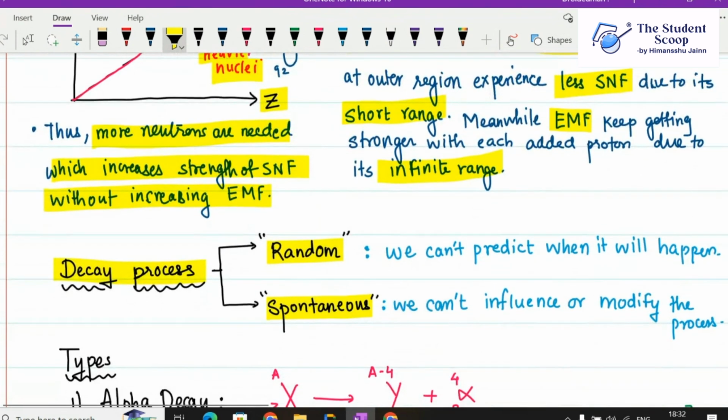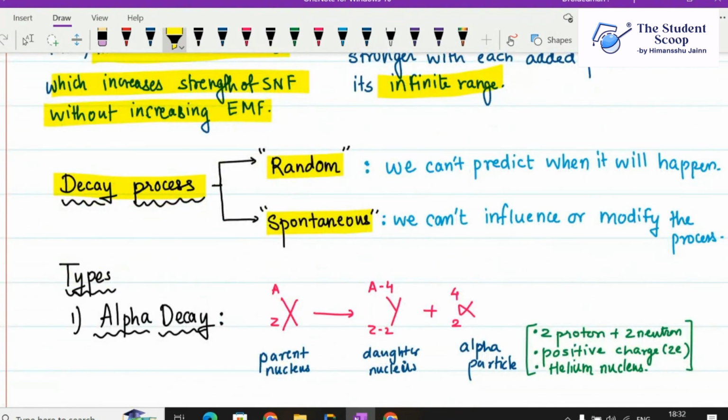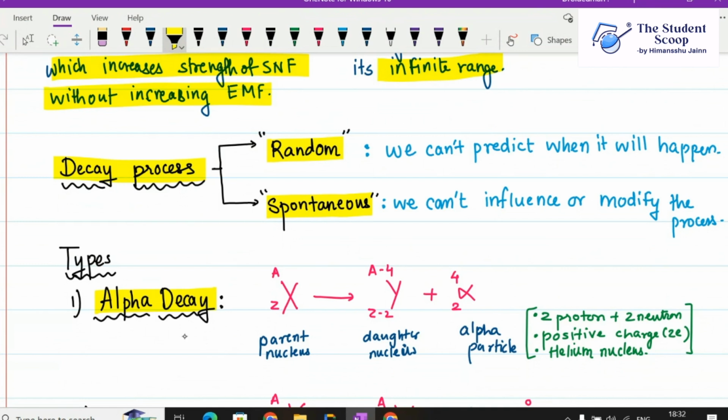Now, what are the different types of decays that we know? We know alpha decay, beta decay, and gamma decay. If we quickly talk about alpha decay, say there is an element with nucleon number A and proton number Z, this is the parent nucleus. Whenever an alpha particle is released, two protons and two neutrons are released in the form of an alpha particle. That's the reason why the nucleon number will reduce by 4, because it is protons plus neutrons. So 4 will be subtracted, and 2 will be subtracted from the proton number. That's for the daughter nucleus.